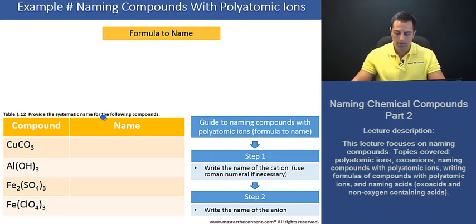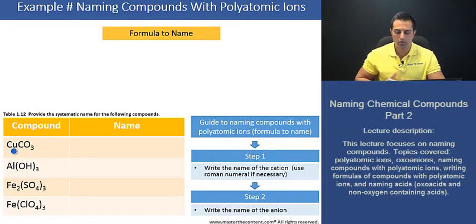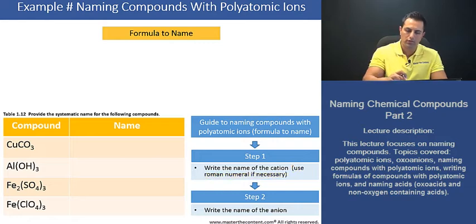So we're going to provide the systematic name for the following compounds. Looking here, we see that our cation is going to be copper, and we know that copper is a transition metal, and recall we stated that in most examples where we have to name compounds, the elements that are transition metals most likely are going to have more than one charge, right? And we know that copper has more than one charge, thus we're going to need to specify, as it says here, the use of Roman numeral if necessary, right? So here Roman numeral is necessary.